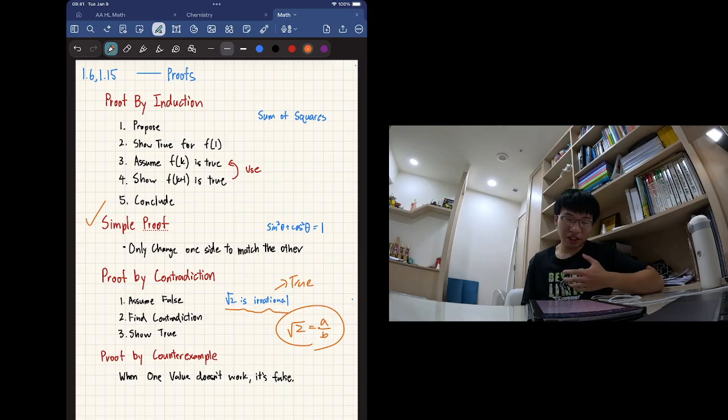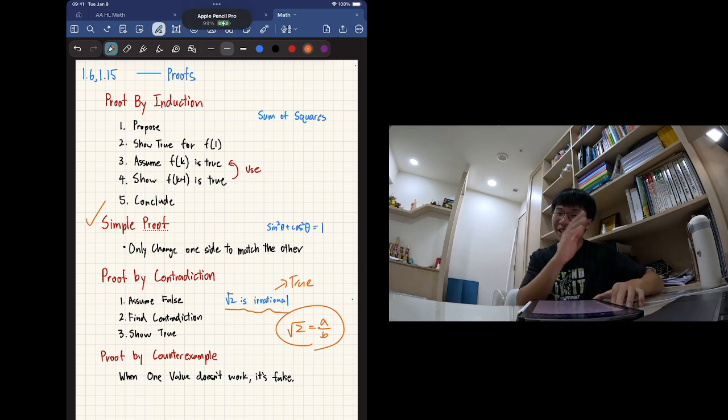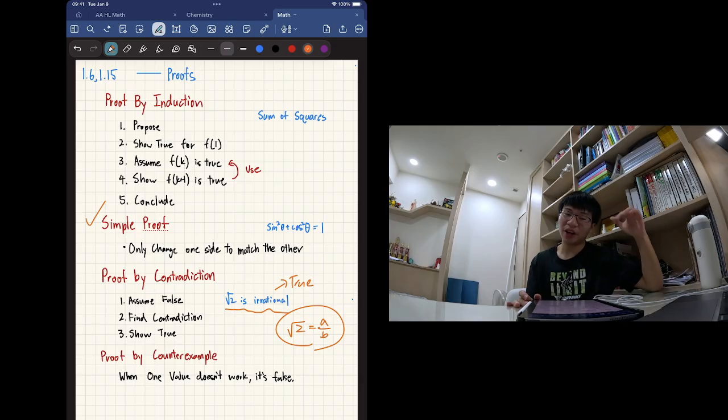Proof by counterexample. I don't think it's the most useful proof, but if it comes up, you're lucky because it might be really easy. You just want to find one value where the proof doesn't hold true for all that it claims to hold true. If one of the values doesn't work for this proof, it means that this isn't a proof and the assumption is false.